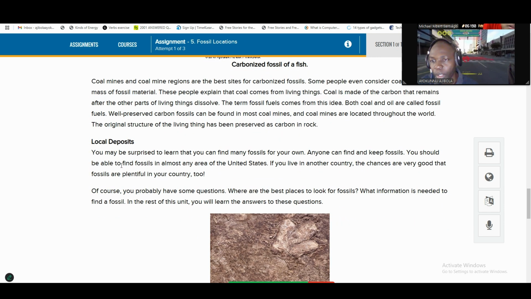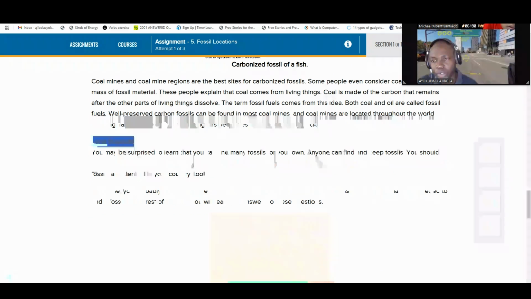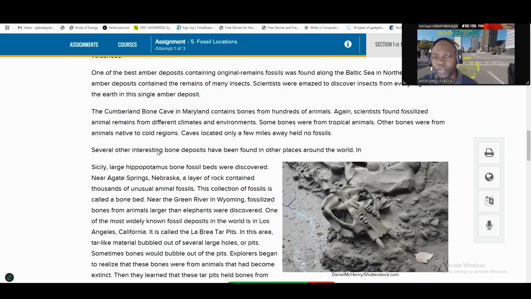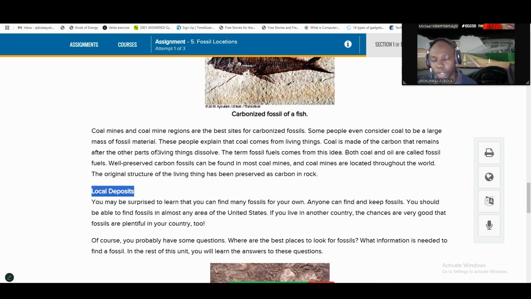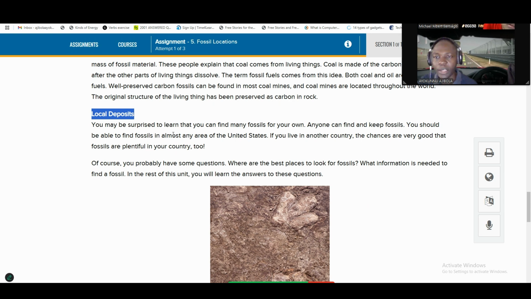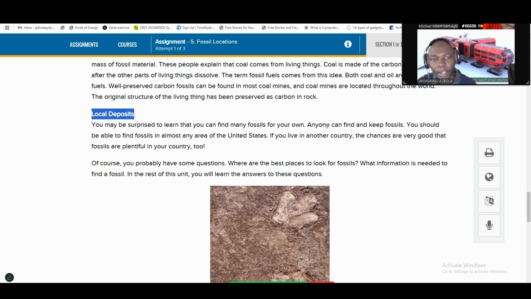So that's the fossil fuels that we're talking about. Then local deposits also, we're talking about where we can find fossils. That's a location of fossils. You may be surprised to learn that you can find many fossils in your own area. Anyone can find and keep fossils. You should be able to find fossils in almost any area of the United States. If you live in any other country, the chances are very good that fossils are plentiful in your country too.